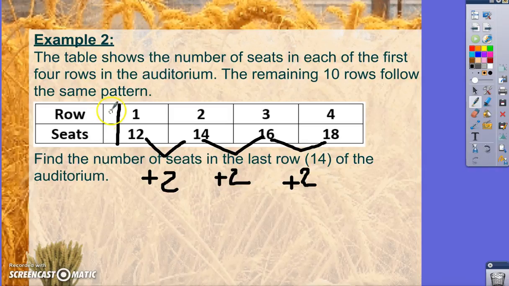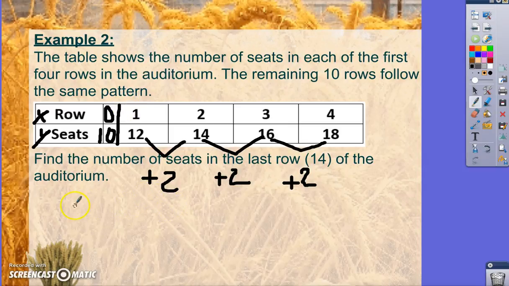We always want to know when the row is 0, or we call this x and y. Sometimes I like to think of it as equation of a line. Now, I know for this problem, 0 rows does not make sense, but you always want to see what happens when x is 0. All right, so logically it doesn't make sense, but we know if we're adding 2 each time, well then if this is 0, the y or the seats would be 10.